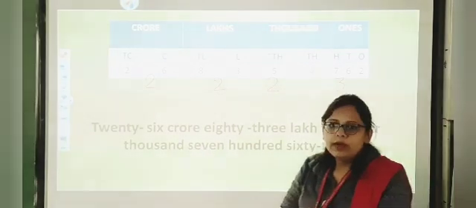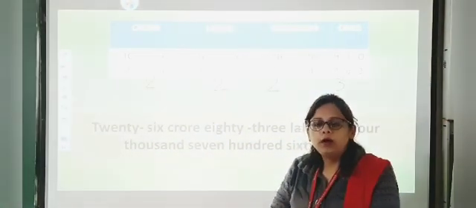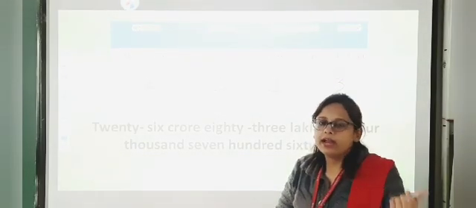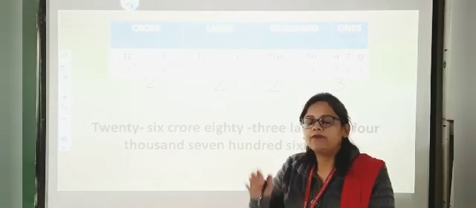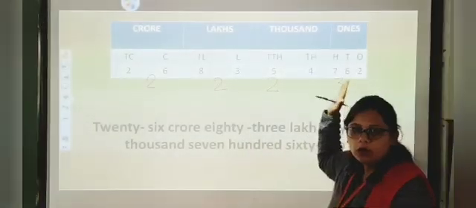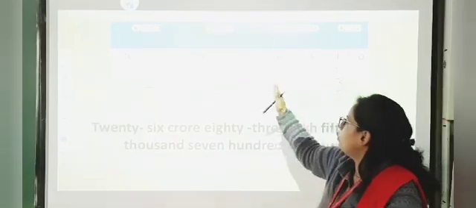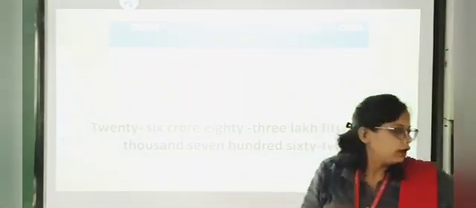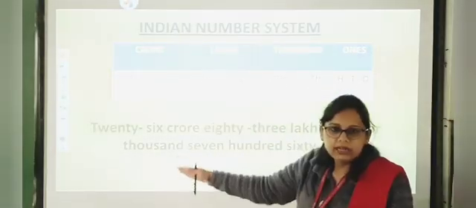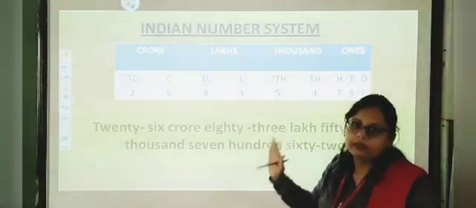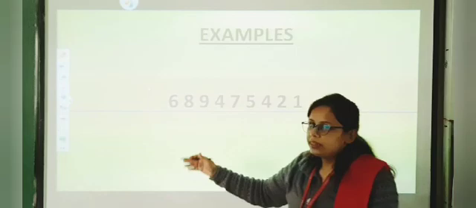So children, you have seen that we divide the number into groups of 3 and then 2, 2 and 2 from the right side. You have to remember that you have to divide the number from the right side always. When you divide the number into groups of 3, then 2, 2 and 2, this is called the Indian number system. This manner of grouping the number is called the Indian number system. So children, let's take some examples.